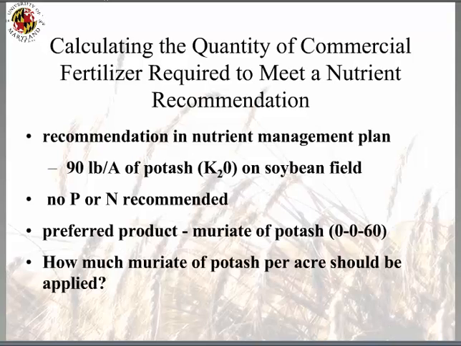So let's say the recommendation for a soybean crop was 90 pounds of potash per acre. You don't need nitrogen on soybeans, and this soil apparently already had enough phosphorus. It was above 100 on the FIV. And of course, the cheapest potassium product out there is muriate of potash, 0-0-60. So the question is, how much muriate of potash does he need to apply so that he gets the 90 pounds of potash per acre?